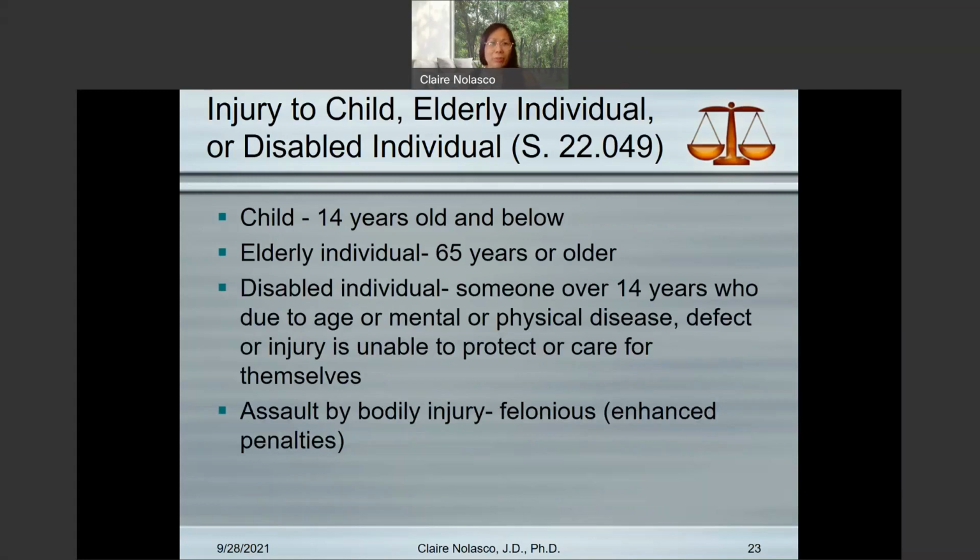Let's look at injury to a child, elderly individual, or disabled individual. So here, the offense is assault by bodily injury. However, it is elevated with enhanced penalties if the victim is a child 14 years old and below, or if the victim is an elderly individual 65 years or older, or if the victim is disabled or someone over 14 years who, due to age or mental or physical disease, defect, or injury, is unable to protect or care for themselves. Okay?